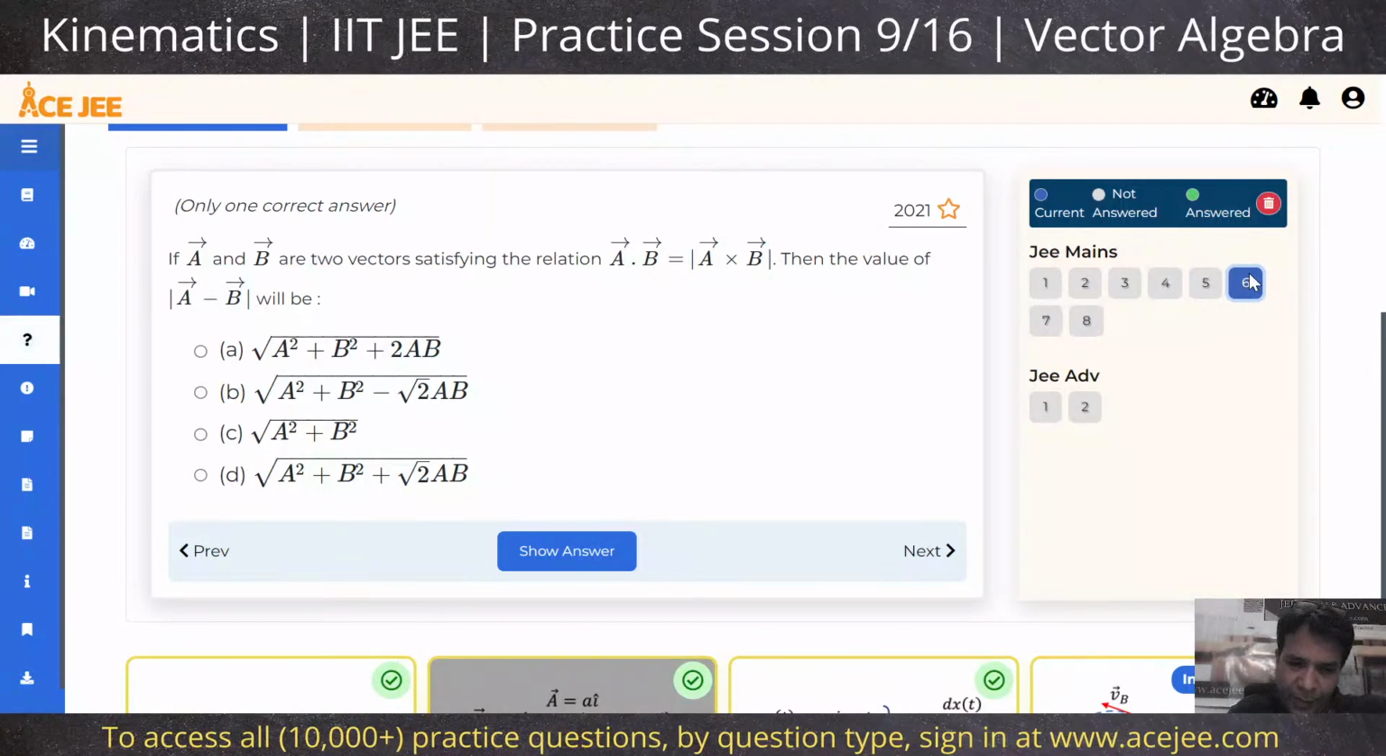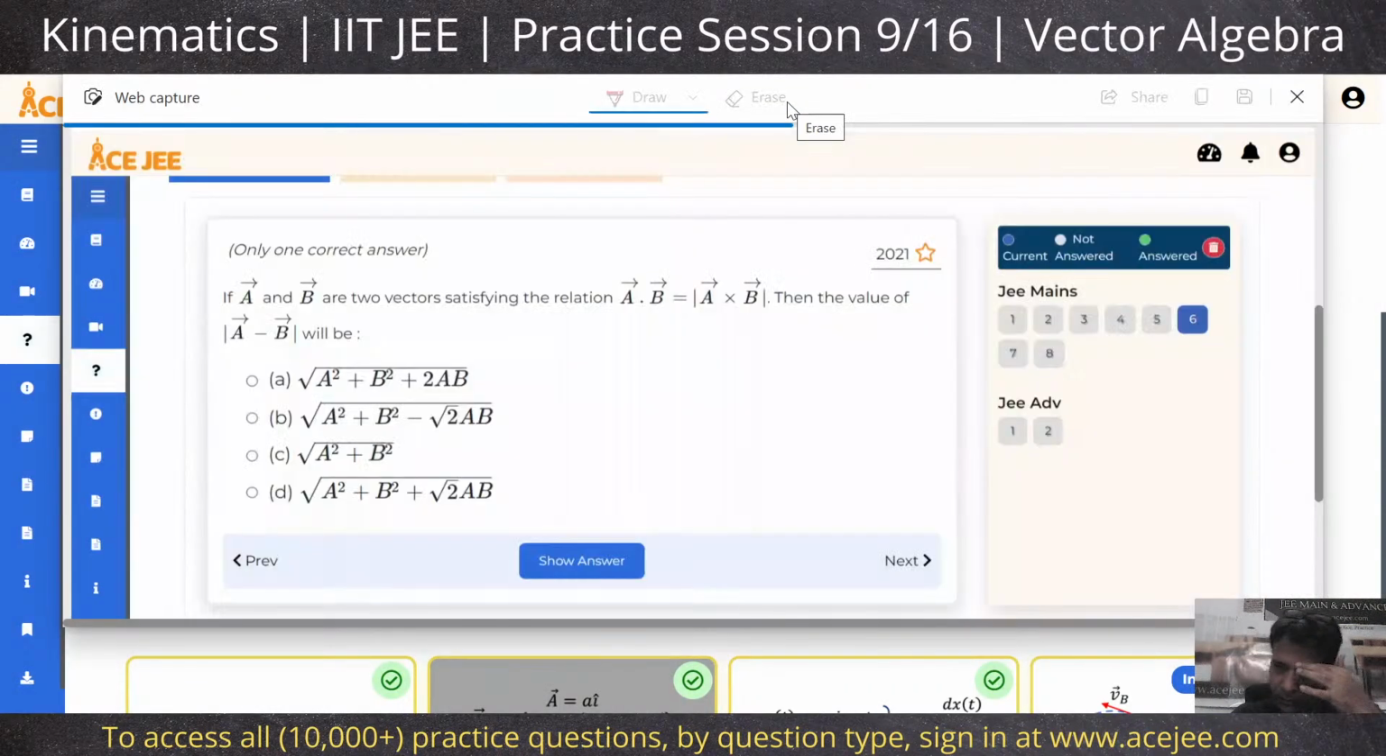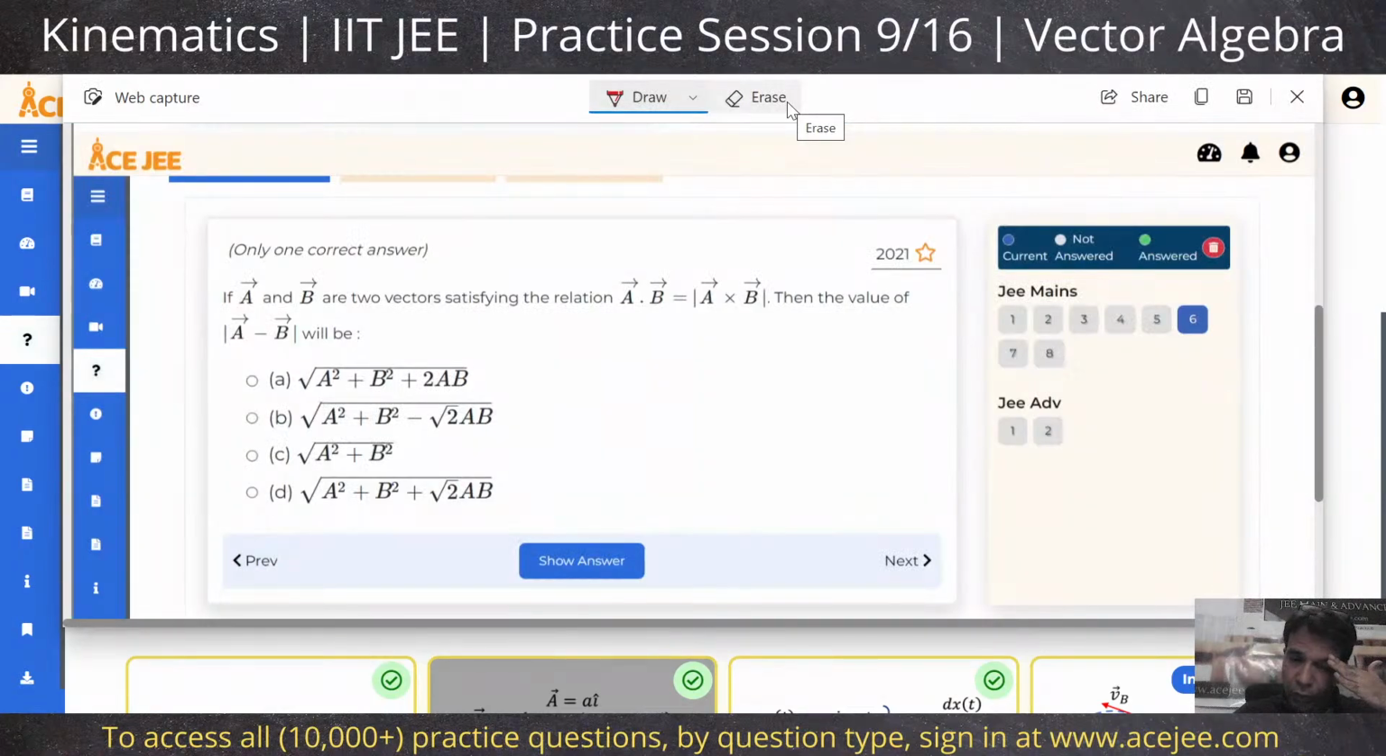at home. A and B are two vectors satisfying the relation this, and the value of A minus B vector is what? Value of A minus B vector will be how much? Sir, B. Everybody agrees?